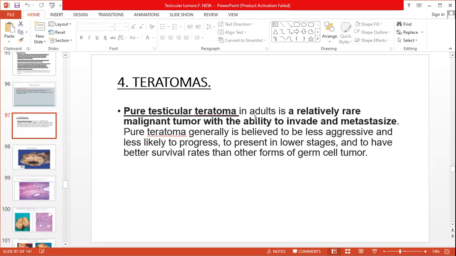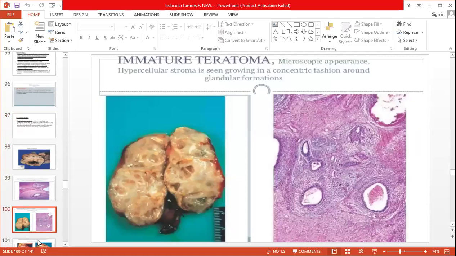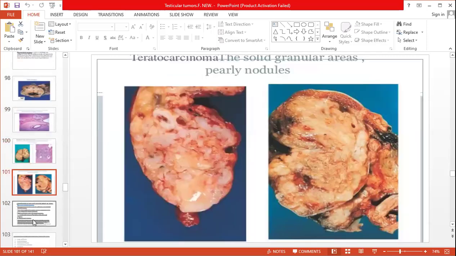Pure testicular teratoma in adults is a relatively rare malignant tumor with the ability to invade and metastasize. These are a few pictures of testicular carcinoma or tumors.